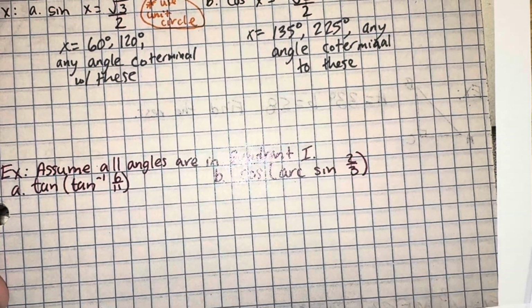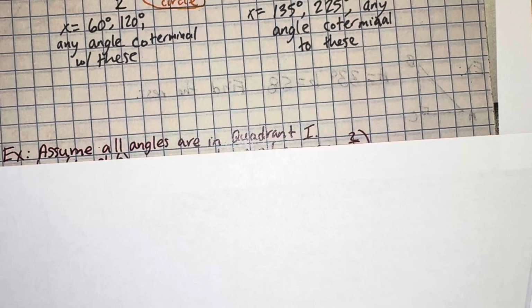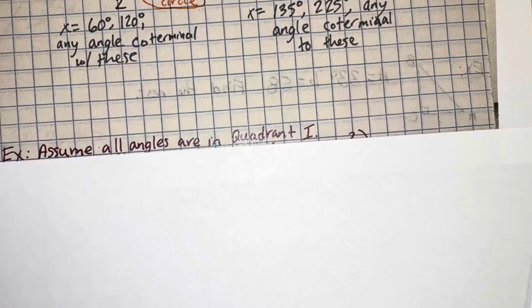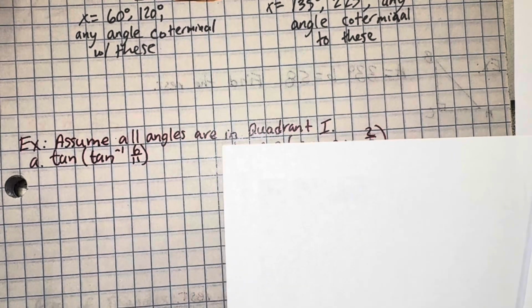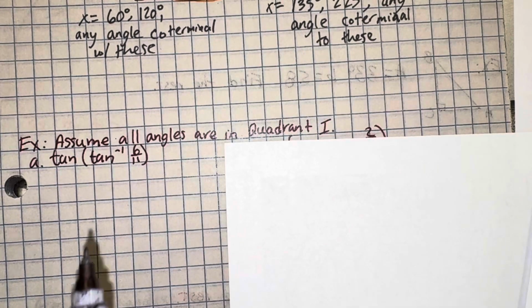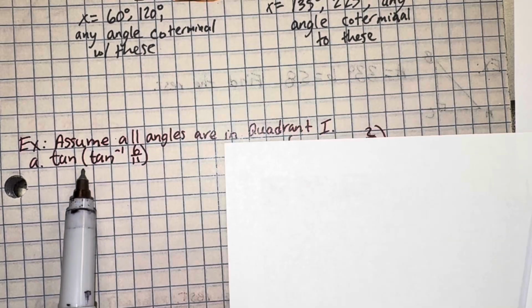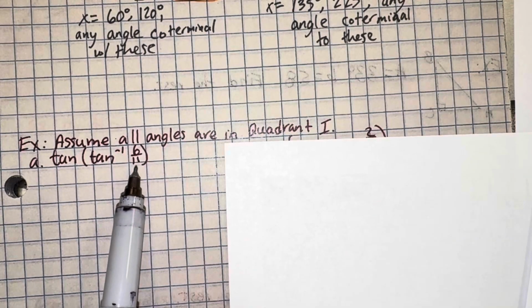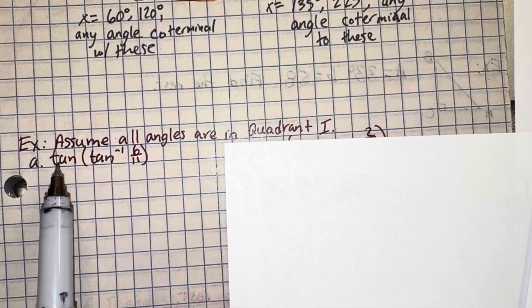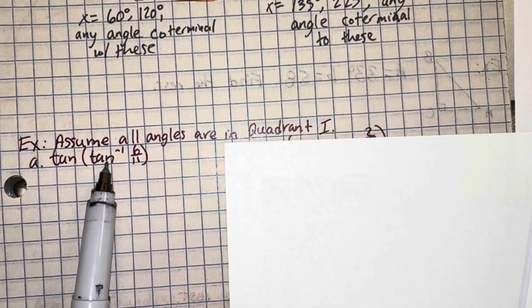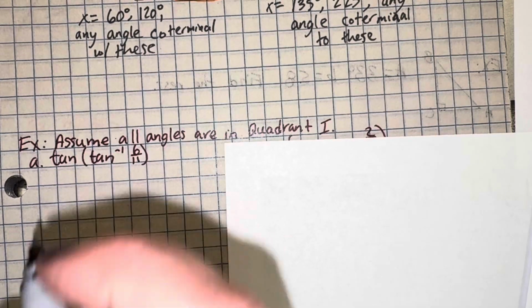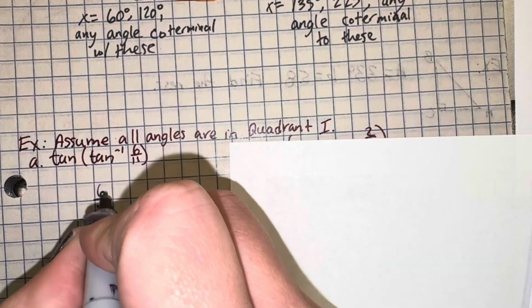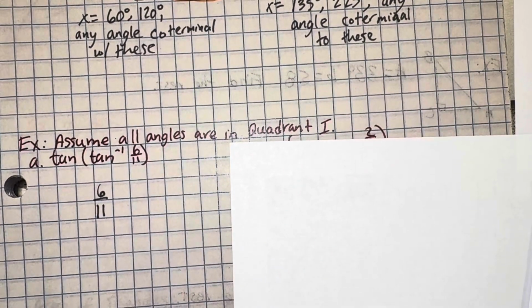All right. So now we are going to assume all our angles are in quadrant 1, because it told us. So let's take a look at what that looks like for these. Our question here asks us for the tangent of the inverse tan of 611. Well, tangent and inverse tangents just undo each other. So that means that we're really just taking a look at 611. A tangent and an inverse tan are inverses of each other.